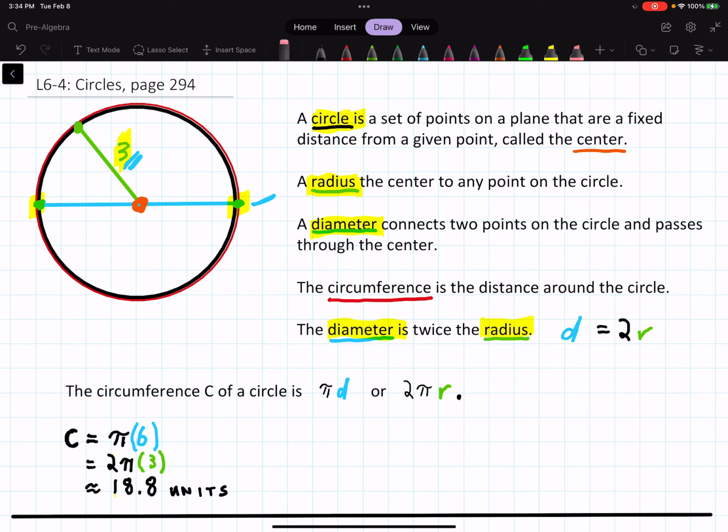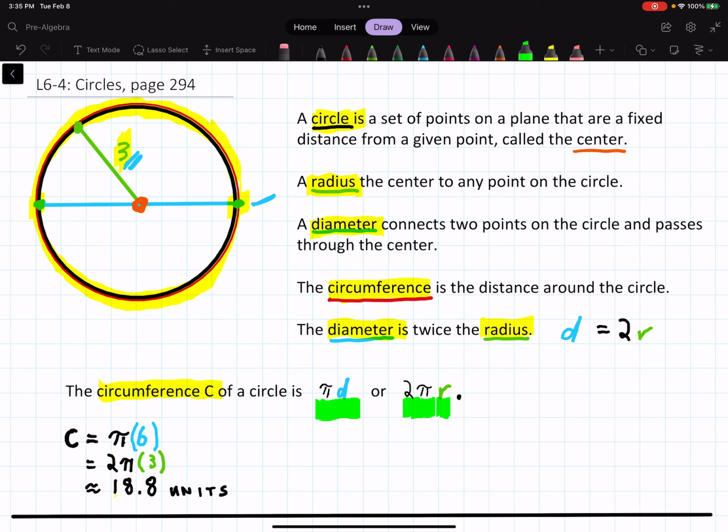Last we want to know is the red line. The red line all the way around our circle, the distance around the circle, is called the circumference. So that red line represents how far it is to go around the circle. And there is a formula for the circumference of a circle. It is pi times diameter. I'll underline it in green here. Pi times diameter, or since the diameter is just 2 times r, there's my 2r and pi, so 2 pi r is also circumference.